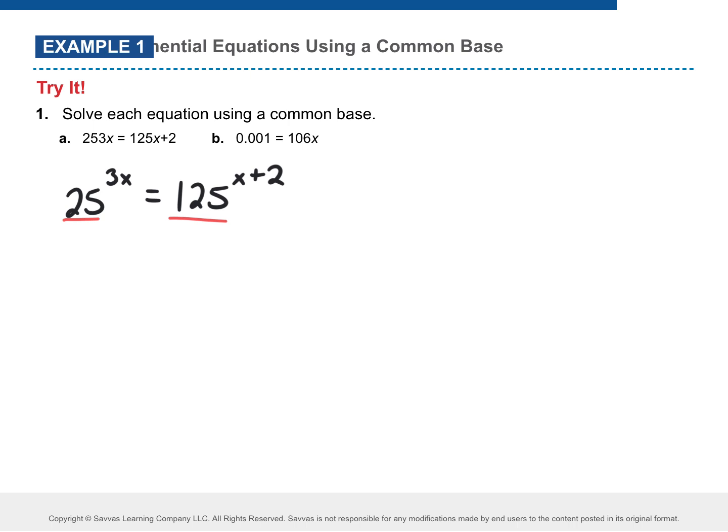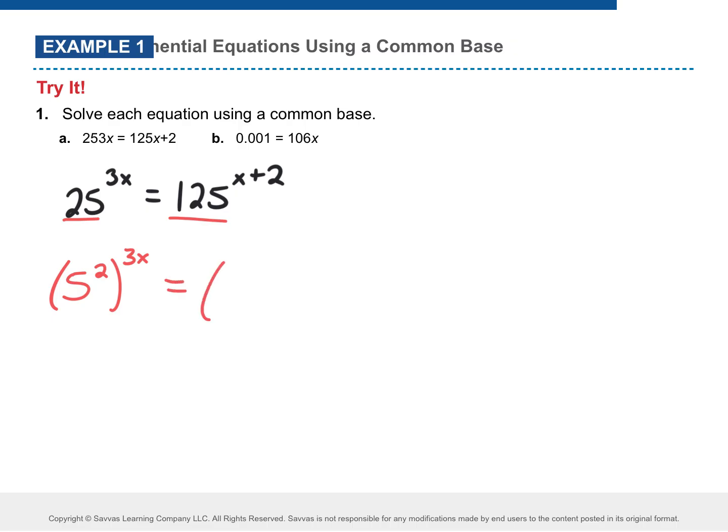Is 25 a perfect square? What's the square root of 25? 5. So I can rewrite 25 as 5 squared, because 5 times 5 gives me back 25. So 25 turns into 5 squared to the 3x.